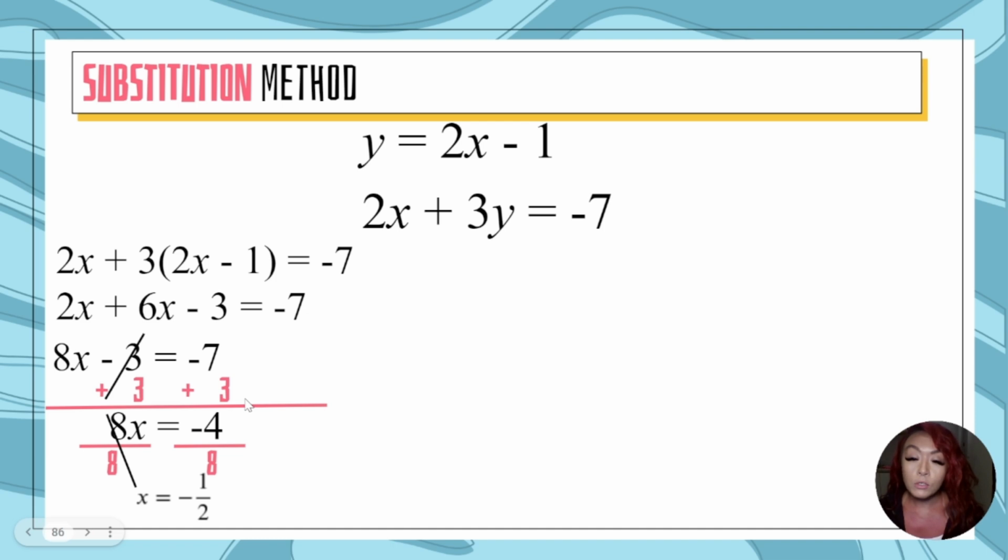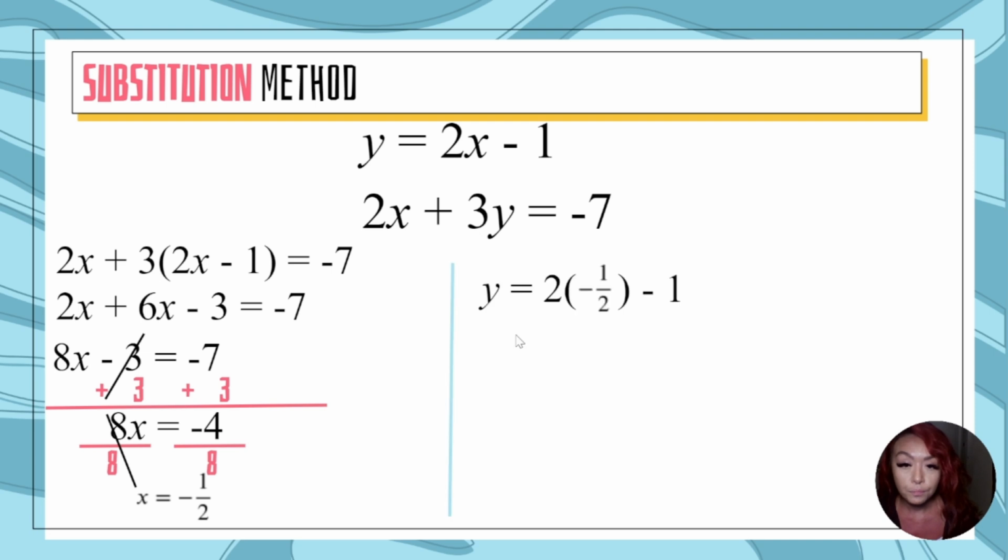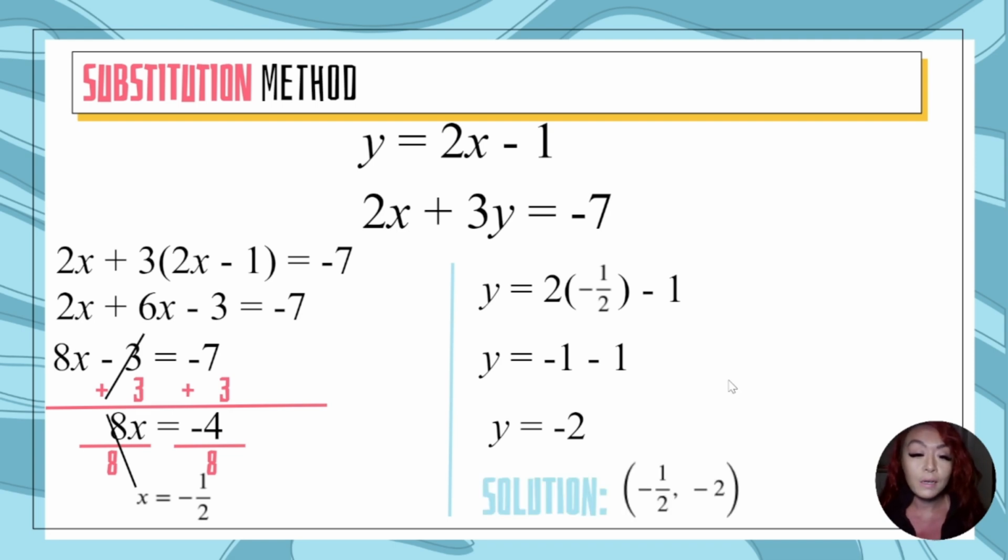So now we're going to take x and substitute it into the first equation. That's the easiest one to substitute x into because it's solved for y. So we get y equals 2 times negative 1/2 minus 1, which is negative 1 minus 1. So y is equal to negative 2. So our solution is negative 1/2, negative 2.